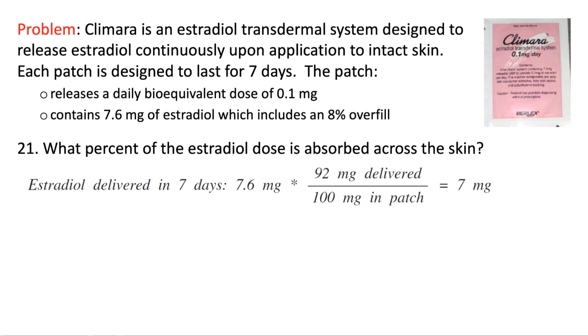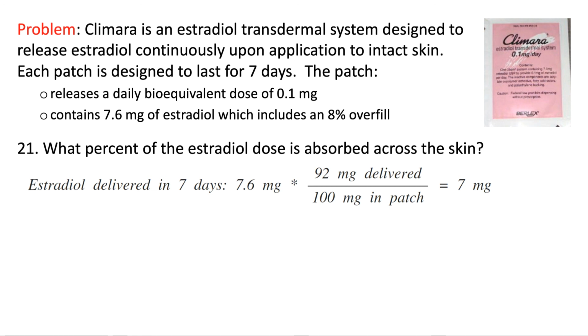So that's more than actually is going to come out of the patch. 8% of that dose is not going to come out. It's just there to stay in the patch. So the only amount going to be released essentially is 92% of that total. So if we have a total of 7.6 milligrams and only 92% is released because 8% of it is overfill that stays in the patch, then we take 7.6 milligrams times the fact that there are 92 milligrams delivered out of every 100 milligrams in the patch. That's our 92%. So we really only deliver 7 milligrams from that patch in the 7 days.